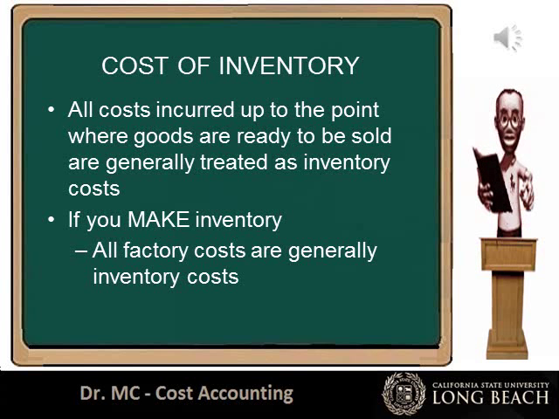Generally, all of the costs that a firm spends to obtain its inventory and to get those goods ready to be sold are treated as the cost of that inventory. In the manufacturing context, that rule results in all of the costs of a factory being treated as the cost of the inventory that the factory produces. Generally, nothing in the factory is expensed.